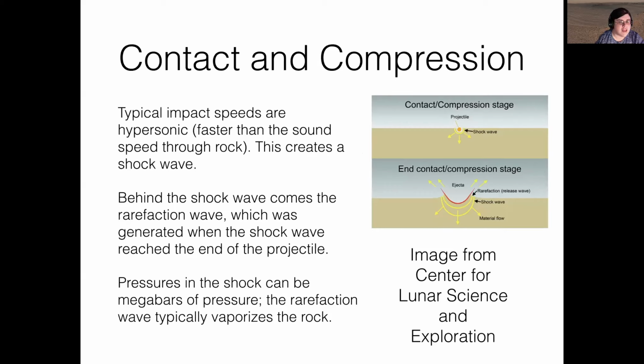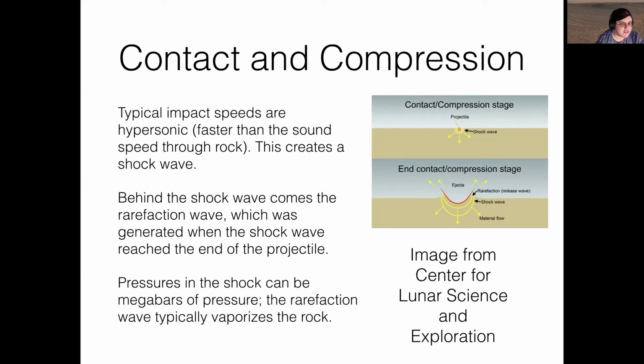So because typical impact speeds are hypersonic, they're faster than the sound speed through rock. When the impactor hits the planet and suddenly comes to a stop, the pressure wave it creates is hypersonic. It's faster than the sound speed. It's a shock wave. Now, after a shock wave always comes what's called a rarefaction wave. The shock wave is the compression part, the rarefaction is the release. And that's generated when, since the shock wave is also traveling through our impactor, it hits the end.